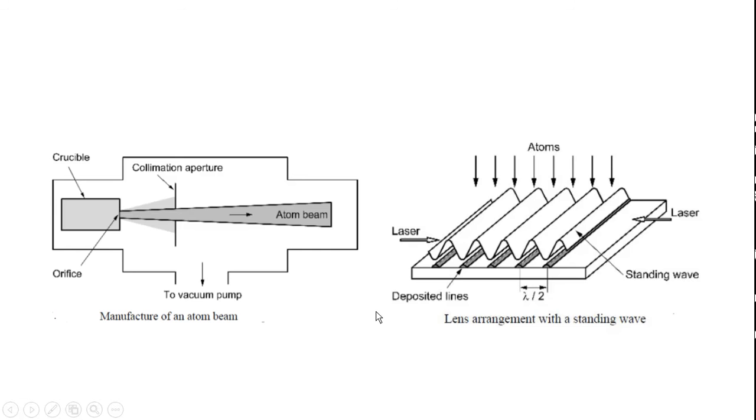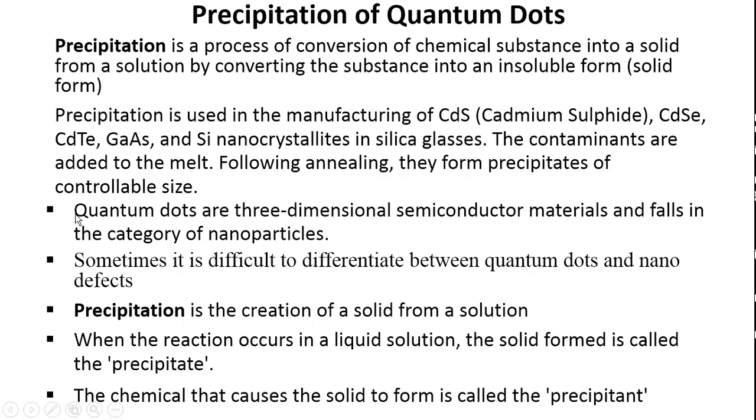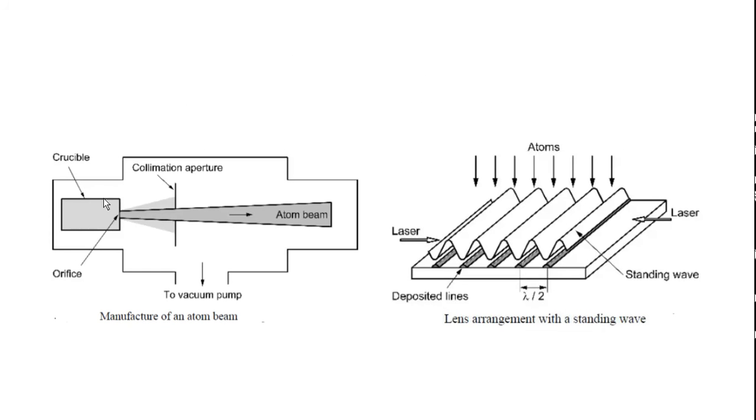Okay, so this is the crucible, where the material has been kept, and where the material is irradiated with a laser, or heated with some heating arrangement, such as an induction coil. That causes an atom beam to be produced like this. This is a collimation aperture, and collimation means directing this beam through the aperture as a collimated beam.